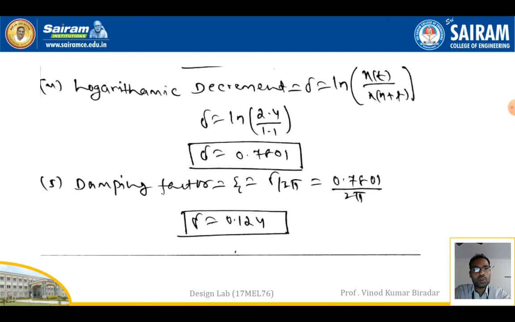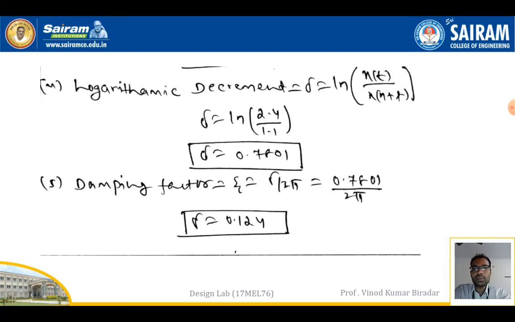From the top and bottom of the graph, you calculate x1 and x2, and you get 2.4 and 1.1. The 2.4 is the maximum amplitude from the graph, and 1.1 is the least from that particular cycle. So you get delta = 0.7801. This is the logarithmic decrement. This is the value by which the vibration reduces on the graph sheet, so finally it reaches 0.